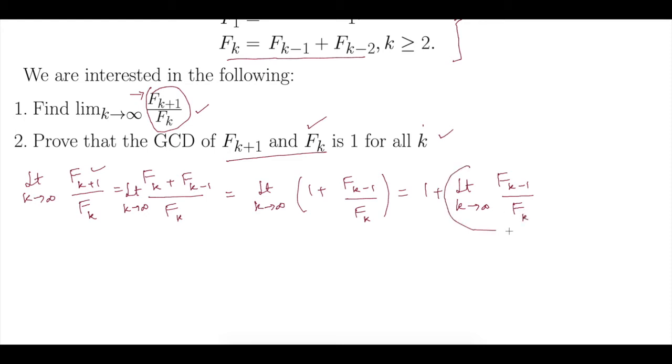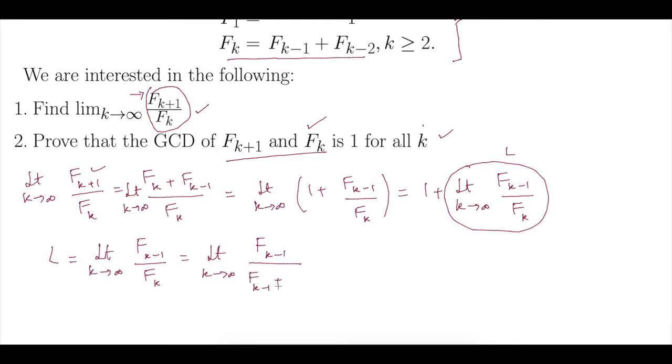So let me call this L. Then I will say this L is equal to limit k tends to infinity f of k minus 1 over f of k. So I can write f of k in terms of f of k minus 1: limit k tends to infinity f of k minus 1 over f of k minus 1 plus f of k minus 2. Remember that this is the sum of the previous two. So then let's divide the numerator and the denominator by f of k minus 1.